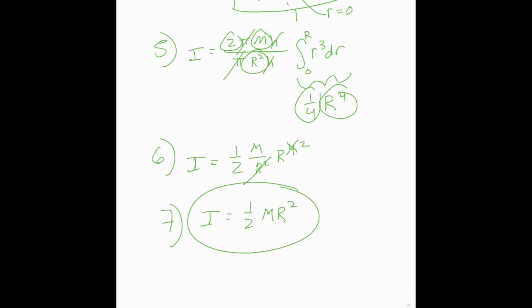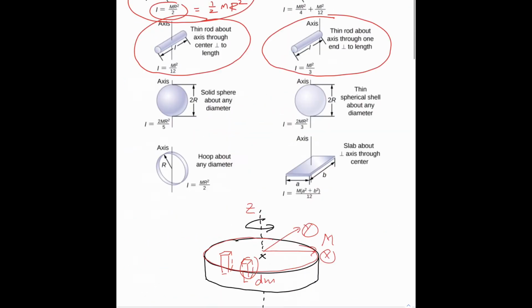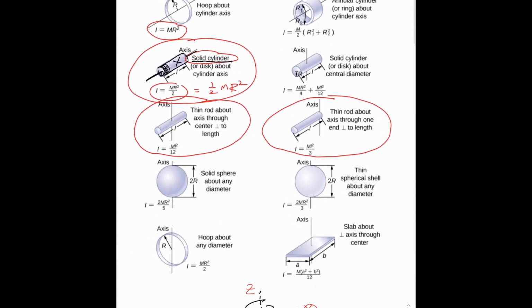Okay, so it took a lot of visualization and a fair amount of work and substitution, but in the end, we got the result we expected. In our summary, the equation indeed says I is 1/2 M R squared for a solid cylinder rotated about an axis that passes through its center.